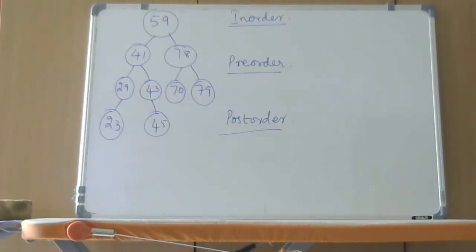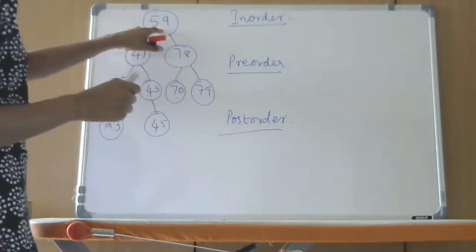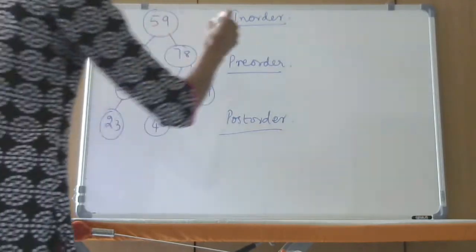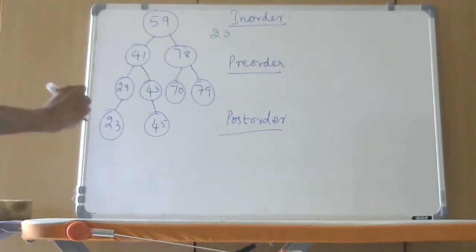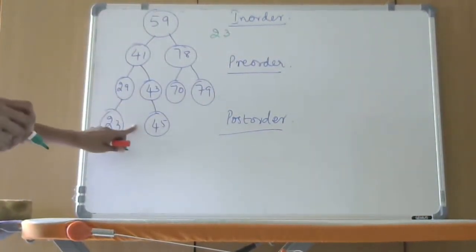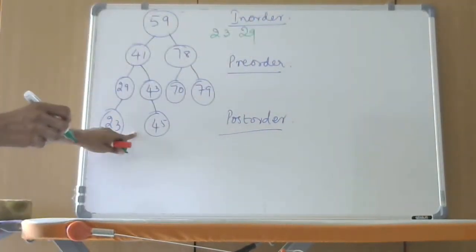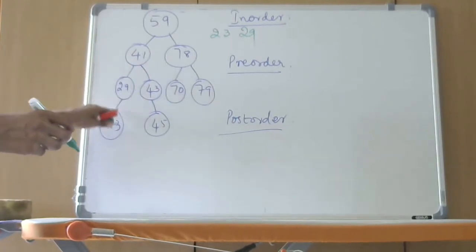Okay, so anyway, let me start. In-order is what? Left, root, right. Those three formulas you should remember properly, otherwise you will go wrong. In-order is root in between left and right. So left, root, right. From 59, I come to the left, left, left. So I start with 23. Left, root, right. There is no right. So 23, 29. There is no right, so I will go here. Left is over, root now.